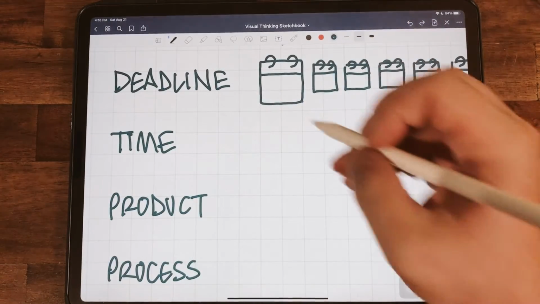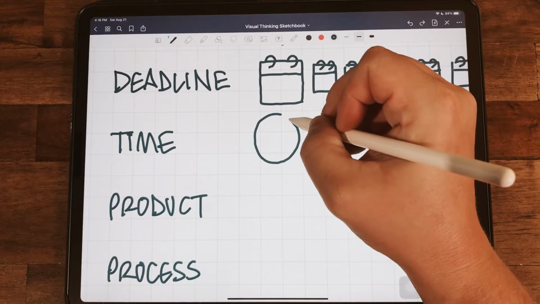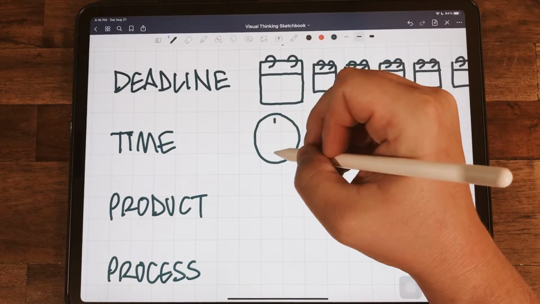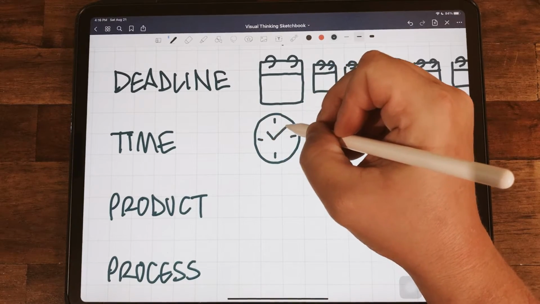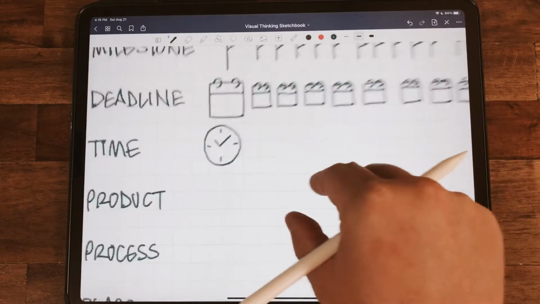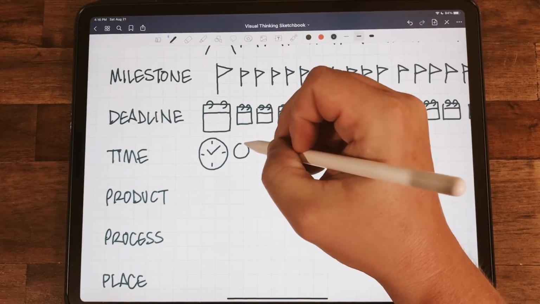For time, let's draw a clock. Starting with a circle, we'll add a dashed line at the top, bottom, left, and right. Lastly, we'll add a V with one short side and the point in the center. Draw this 15 times.